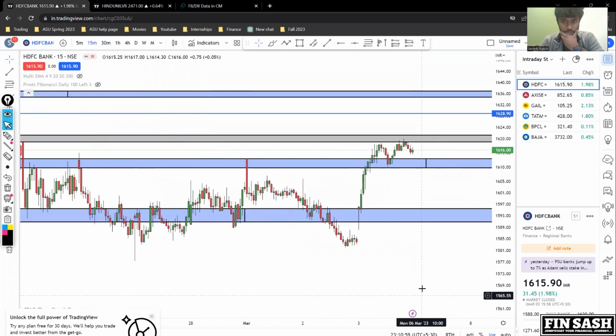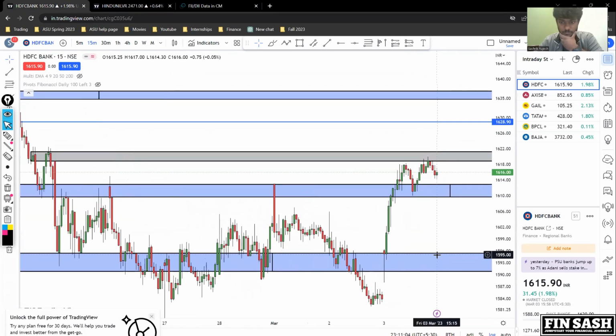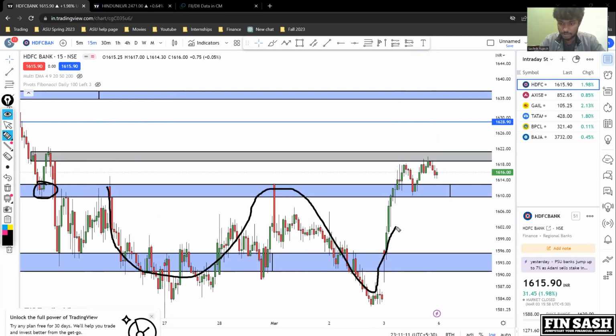HDFC Bank. So yeah, HDFC Bank has been taking resistance from this zone, and finally on Friday it broke out from this zone, took a retest, and now it's consolidating. So if the market opens above this level, and if you have a good risk to reward ratio, and if it's above the pivot point, and if it gives a green candle, of course, you can take up a trade here.